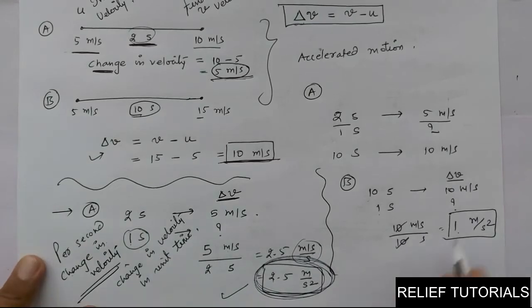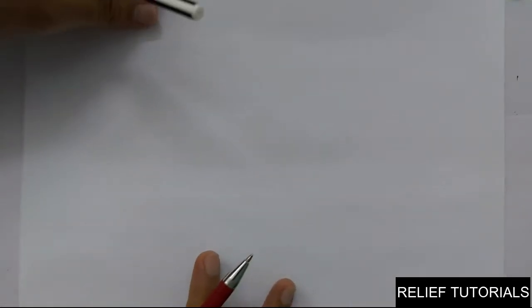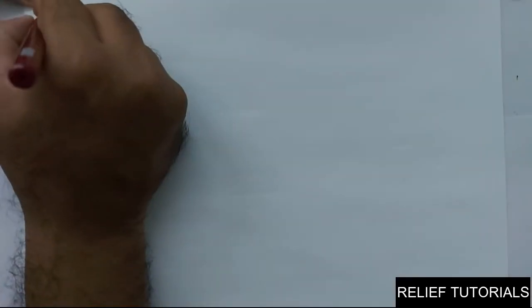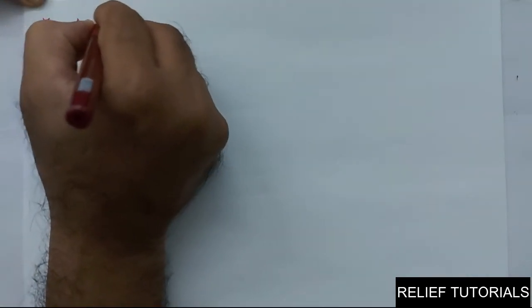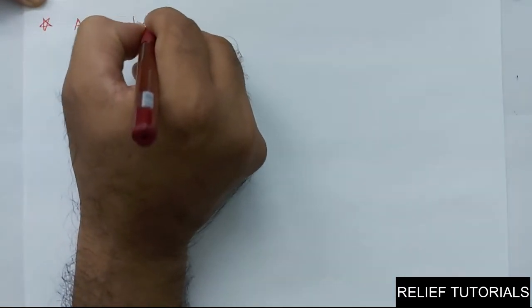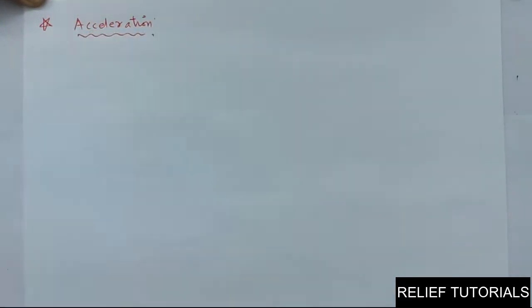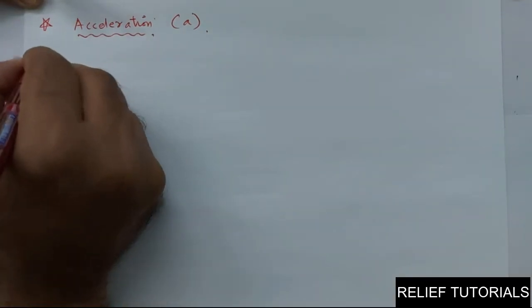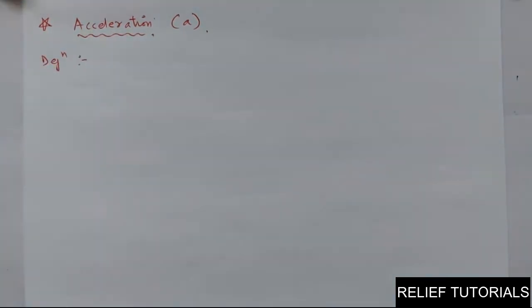So this is what we have found in both of these. This is the per second change in velocity. Per second change in velocity is called acceleration. What is acceleration? It is nothing but the per second change in velocity. That is called acceleration. Acceleration is symbolized by small a. What should be its definition? Per second change in velocity.